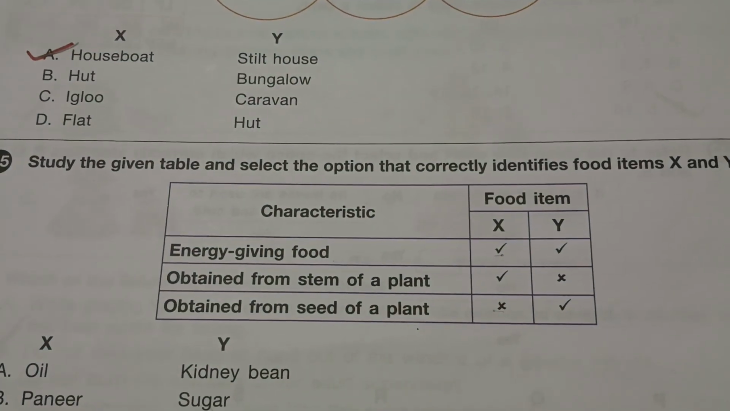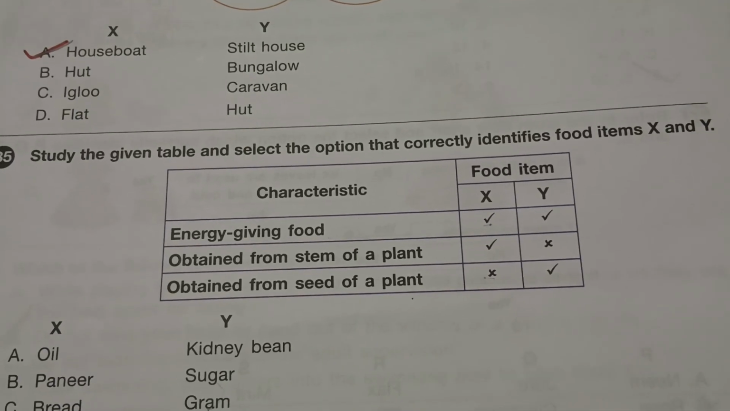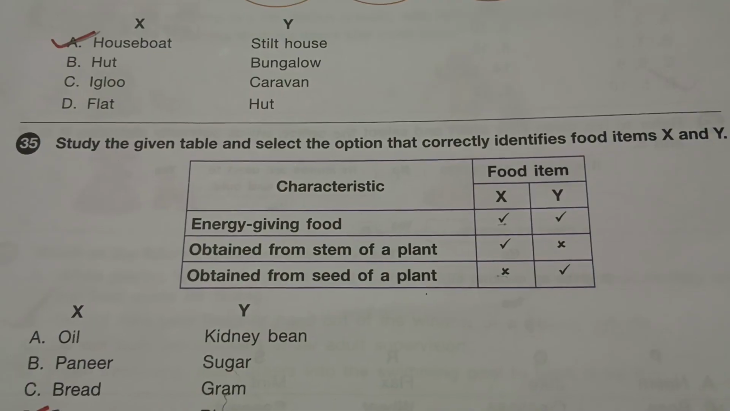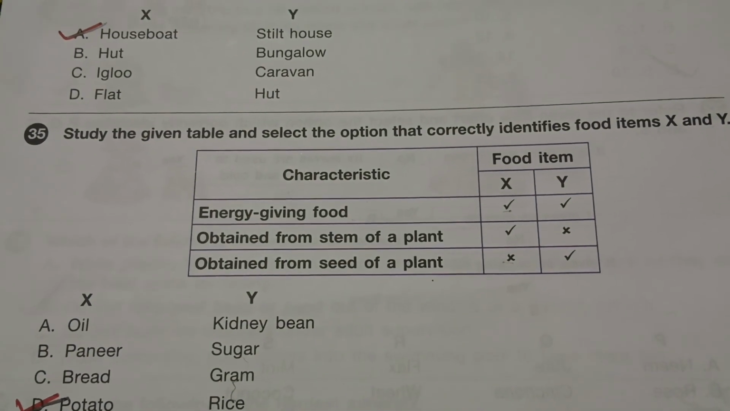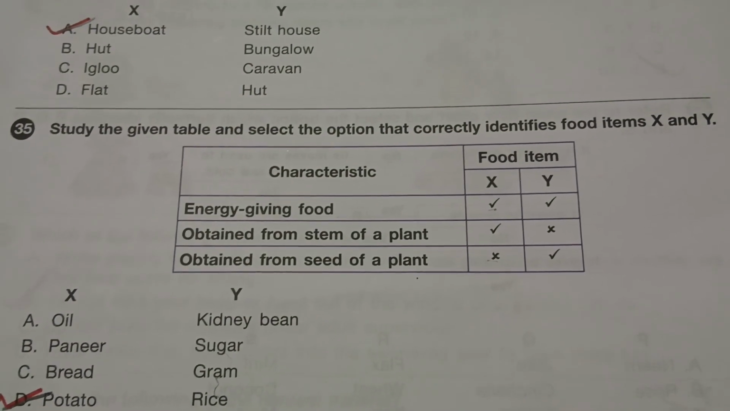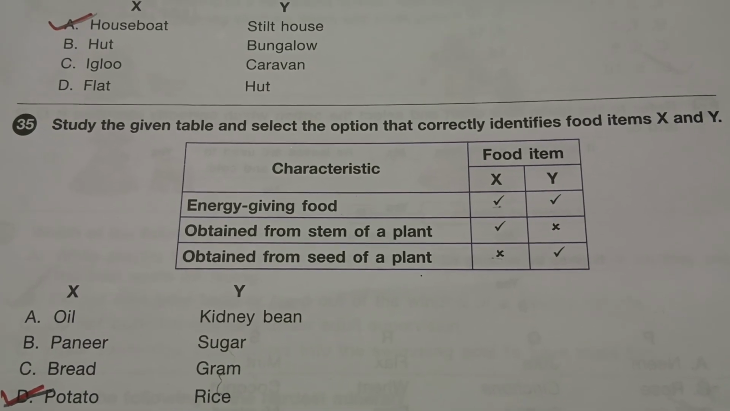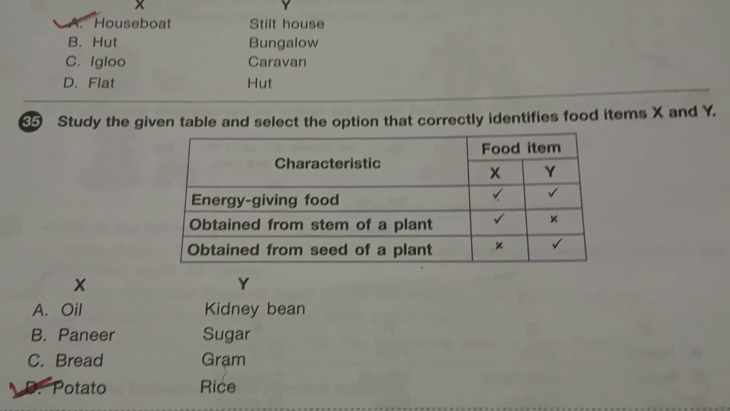Study the given table. Select the option that correctly identifies X and Y. X is an energy giving food and obtained from stem of the plant. So it may be potato. And Y is a energy giving food and obtained from seed of the plant. It's a rice. So option D, potato and rice.